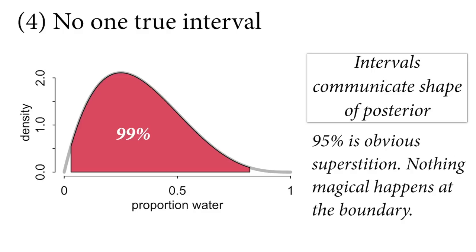Now I want to say that it doesn't mean Bayes doesn't do error control. Of course it does, because it finds the most plausible values and helps you avoid mistakes. But the intervals don't have that function. They're not calibrated to do that. Or, I keep saying, nothing magical happens at the boundaries.